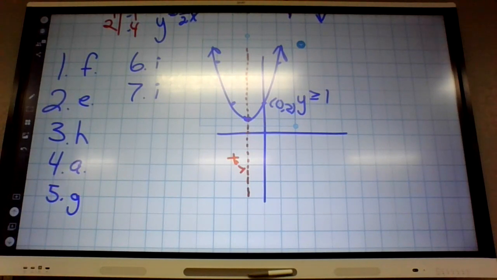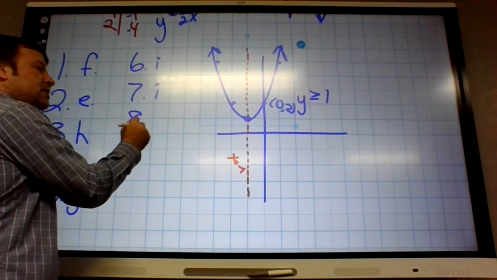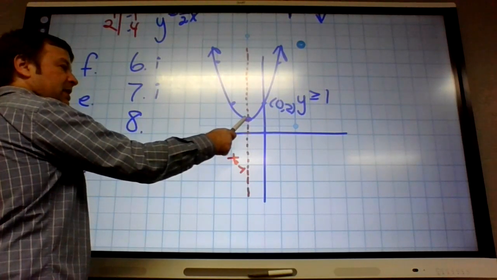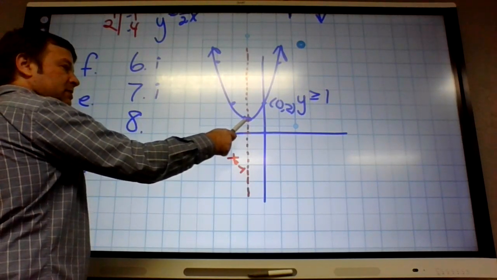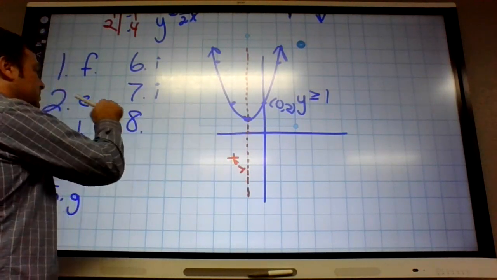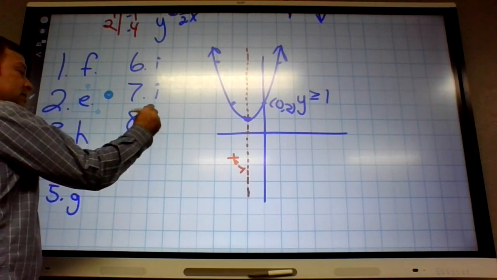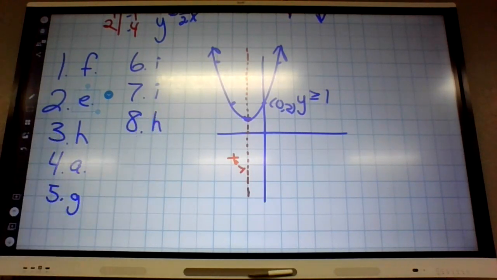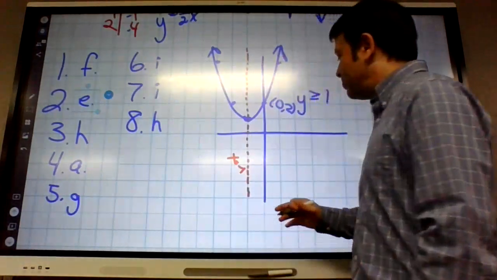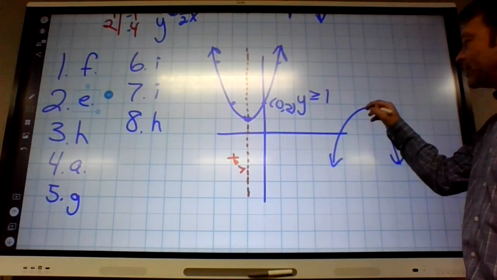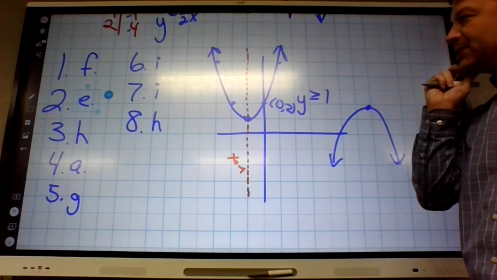But is there a minimum point? Yeah. It's basically the vertex. And the vertex was, remember, -1, 1. Same as our number 3 answer. So it's H again. If the graph is going up, the vertex is a minimum point. If the graph is going down, the vertex is a maximum point. It just kind of depends which way it's going.